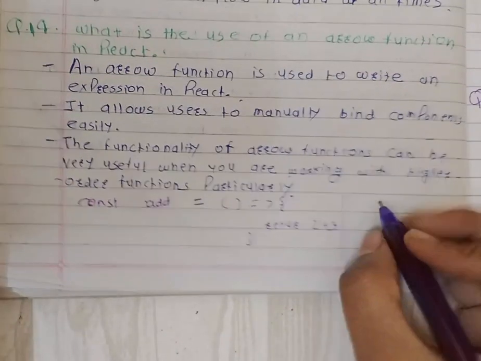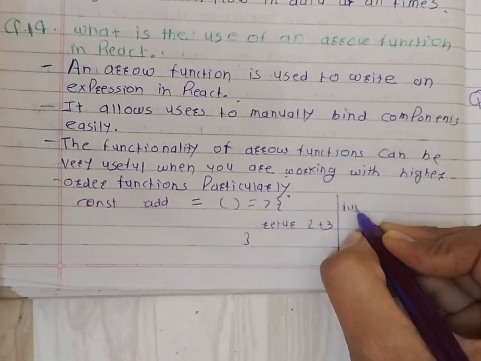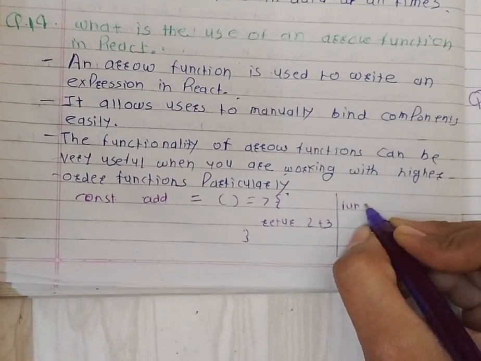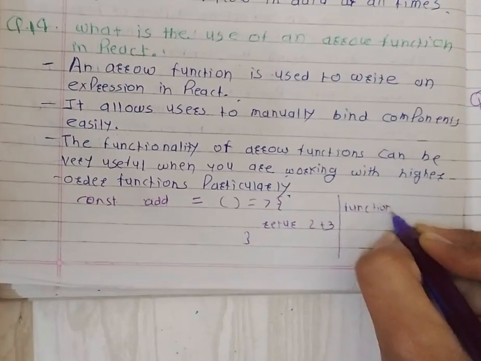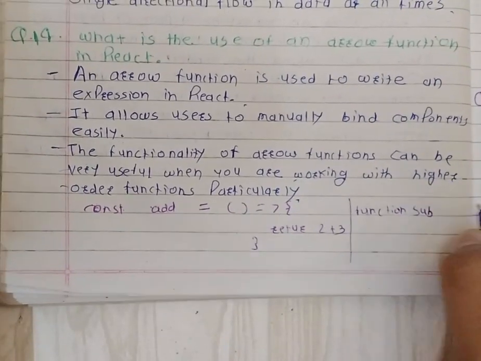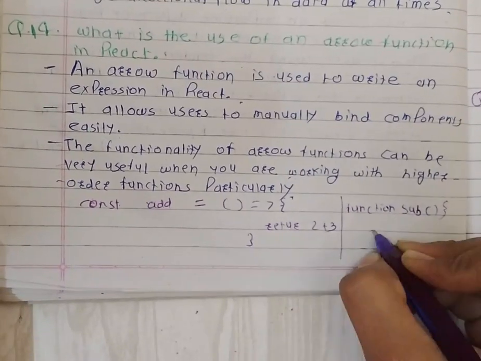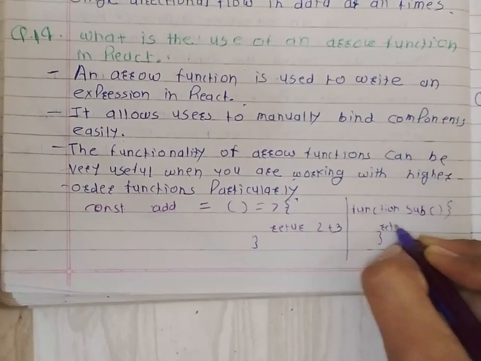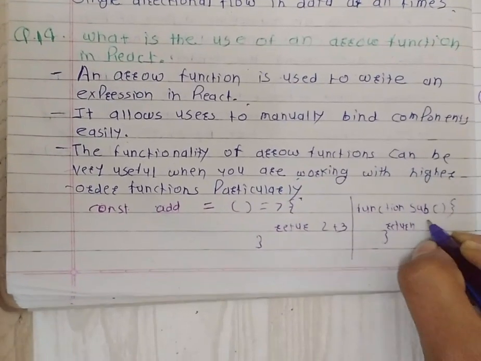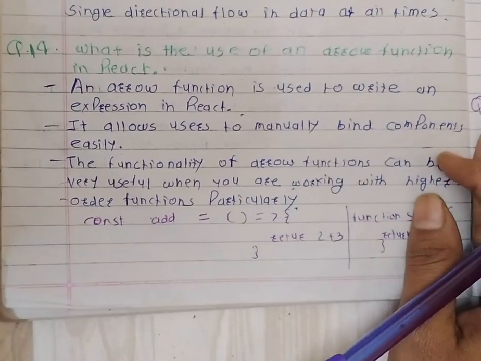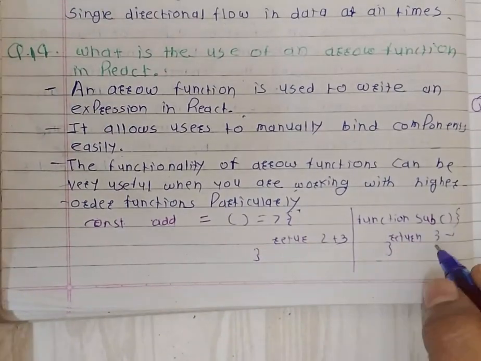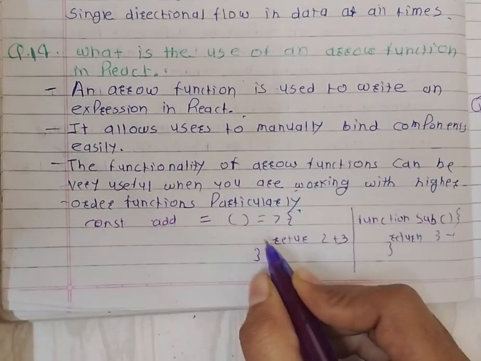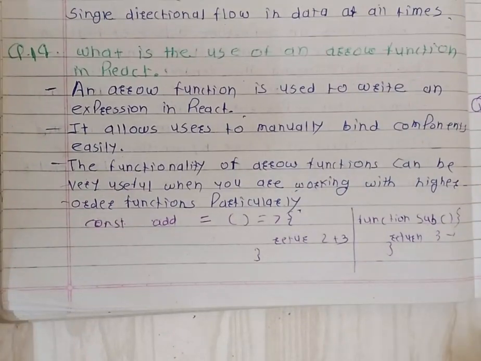And I am going to differentiate between these two functions. This is our traditional function, which we declare with the keyword function, like this is our sub function, and it just returns 3 minus 1. So this is the difference between them. This is the arrow function and this is a traditional function.